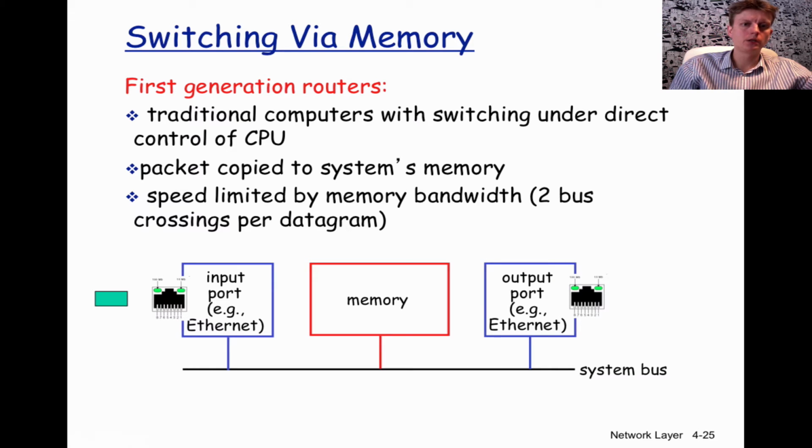The first generation of routers implemented switching via memory. This is apparently the slowest possible switching technique, because you need to copy the packet into the common memory first, and then you need to read this packet, essentially copy it again, and transfer it via the system bus to the appropriate output port, as it is illustrated by this animation over here. So we first copy the packets into the memory, and then we read these packets from the memory to the output buffer.